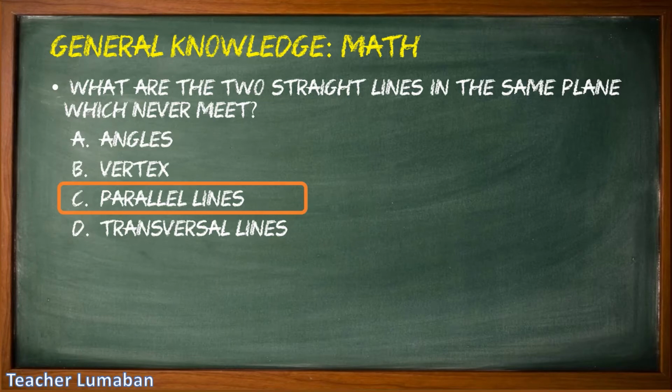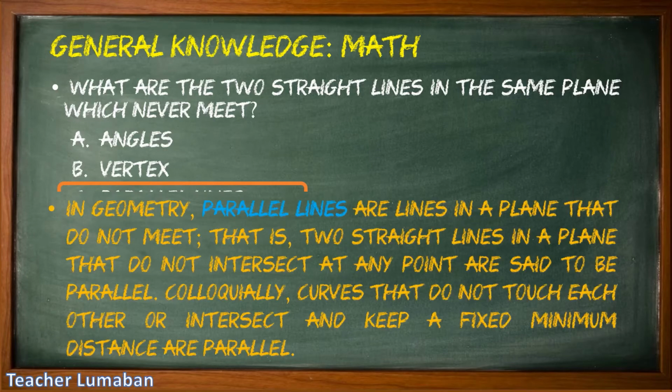Parallel lines are the two straight lines in the same plane which never meet. In geometry, parallel lines are lines in a plane that do not meet, that is, two straight lines in a plane that do not intersect at any point are said to be parallel. Colloquially, curves that do not touch each other or intersect and keep a fixed minimum distance are parallel.